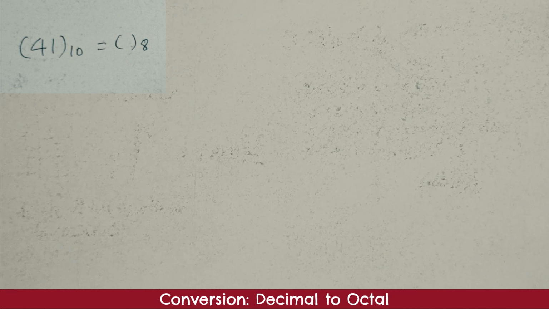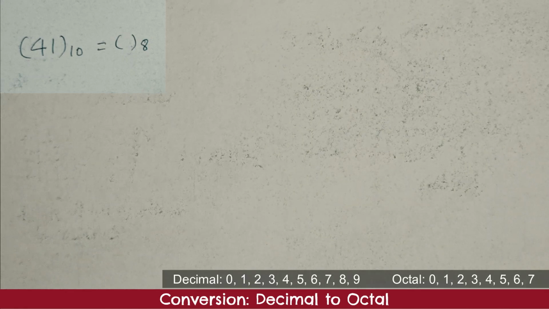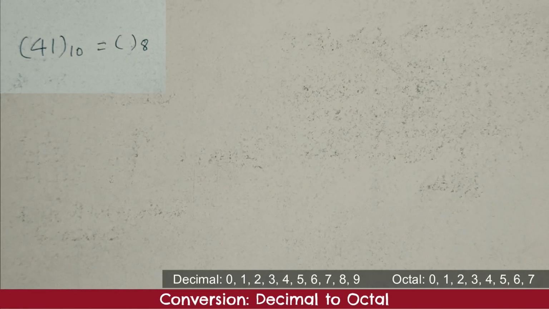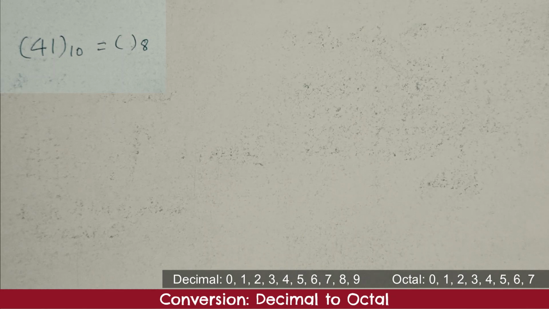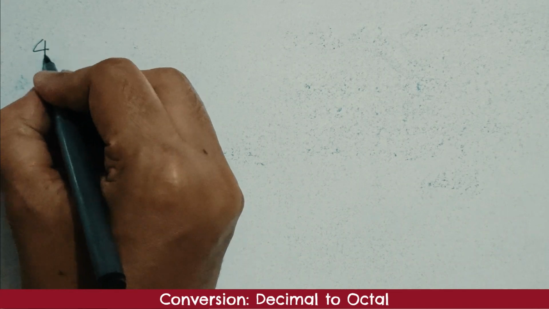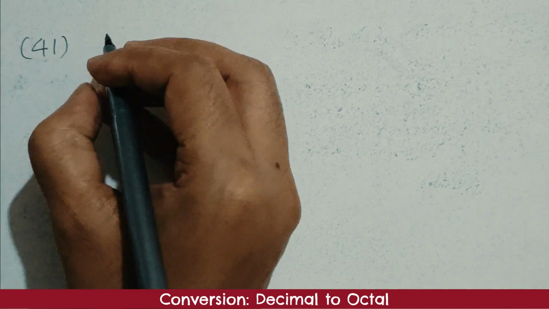Hi friends, in this tutorial, I will show you how to convert a decimal number to octal. You already know, a number is represented in decimal using digits 0 to 9, while octal can be represented using digits 0 to 7. So here, you can see the question, I will convert the decimal number 41 to octal.